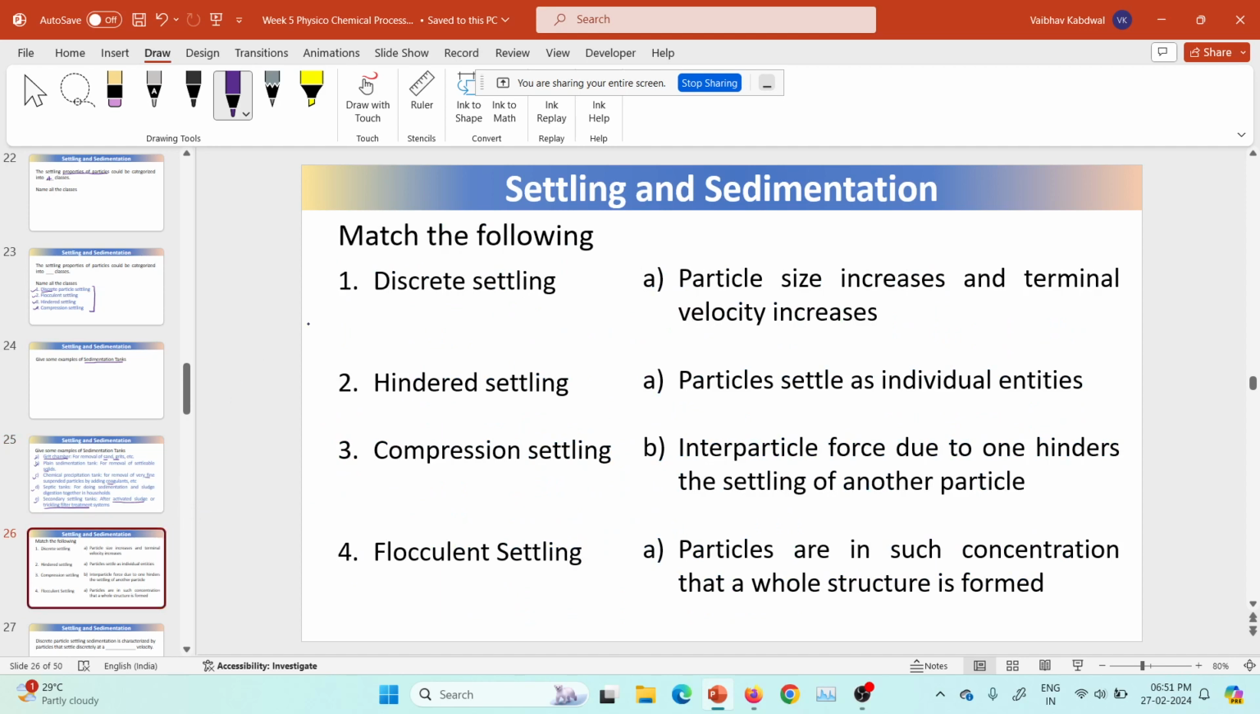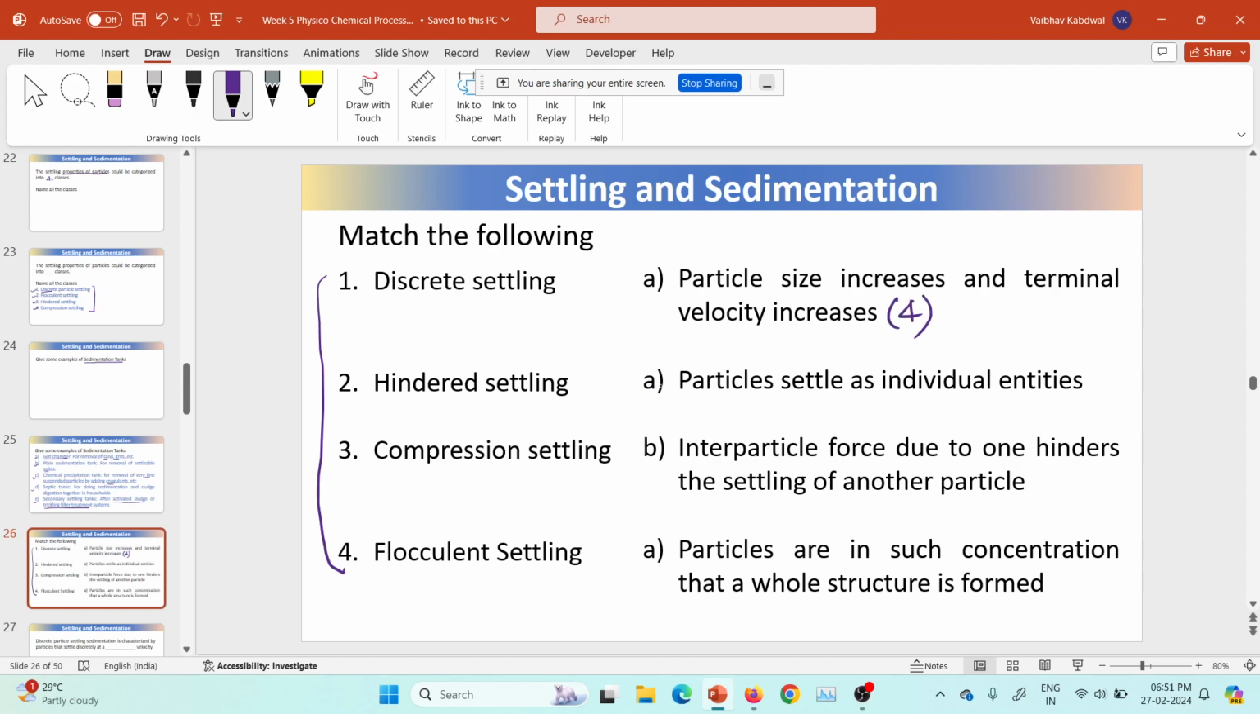Now this question is an MCQ. We need to match these things with A, B, C, D. We studied about four types of settling, so now we'll match discrete settling, hindered settling, compression settling, and flocculent settling. Particle size increases and terminal velocity increases. This happens in flocculent settling, so this is for the fourth.